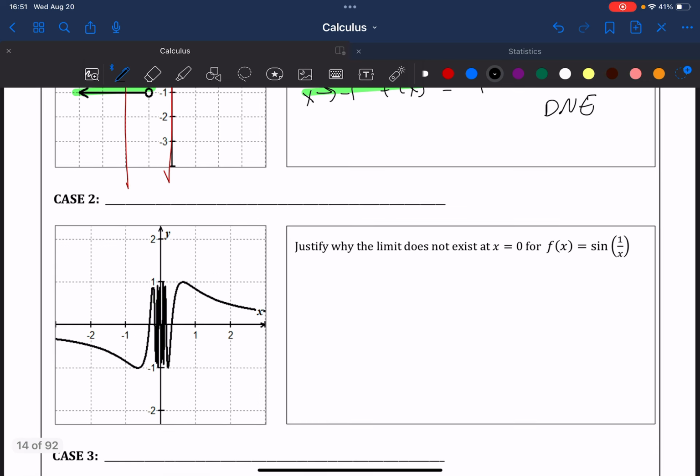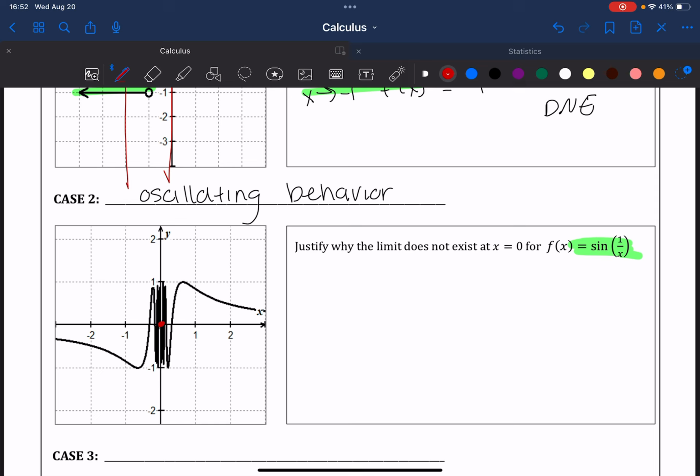The next case is an oscillating behavior. And when you think oscillating, just think back and forth. You mainly see these with trig functions, like in our example here, sine or cosine. And what it wants us to do is explain why the limit does not exist at x equals 0. Well, first off, if we look at our graph, we know, because we're super smart mathematicians here, that 0 is at the origin.